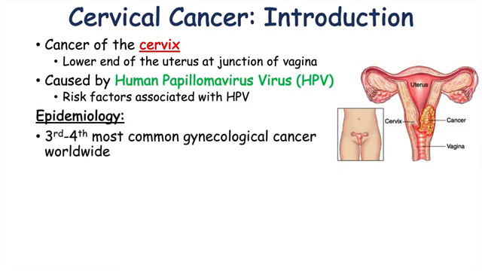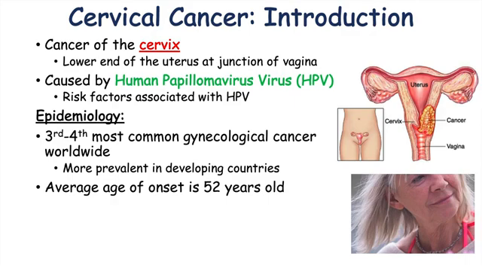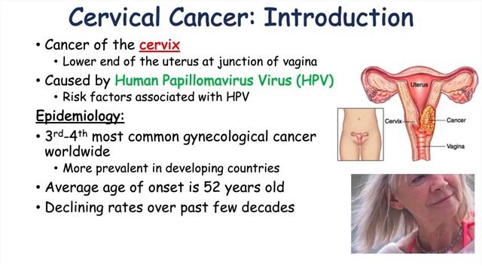Now, cervical cancer is a very common type of cancer. It's actually the third to fourth most common gynecological cancer worldwide, although it is more prevalent in developing countries compared to developed countries. The average age of onset of this cancer is 52 years old, and there has been declining rates of this type of cancer over the past few decades due to increased screening programs with pap smears. So again, for more information, please check out my full lesson on this topic.